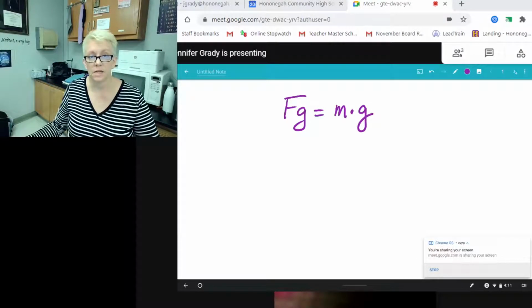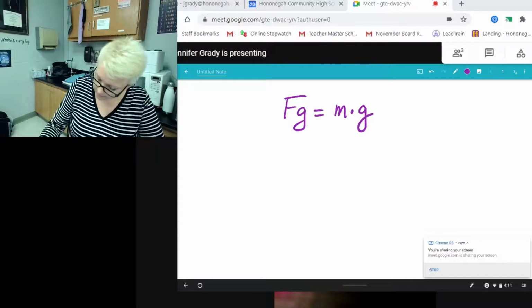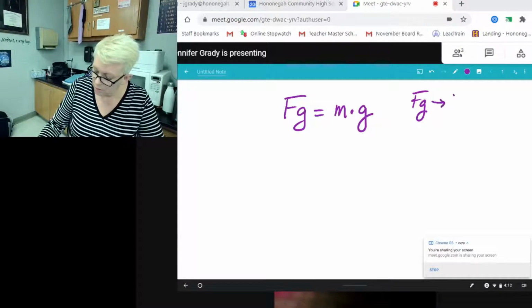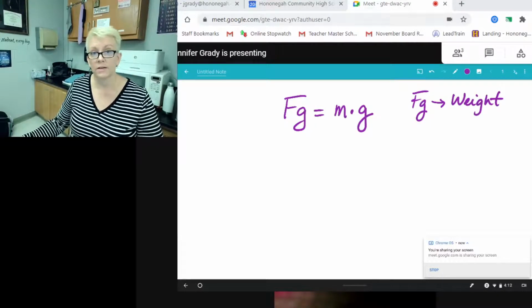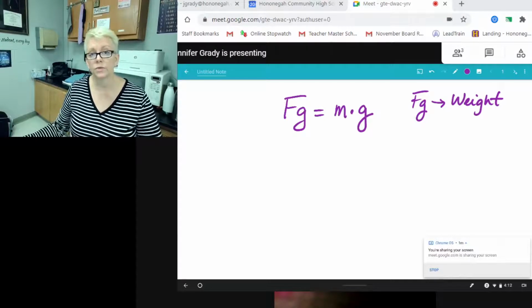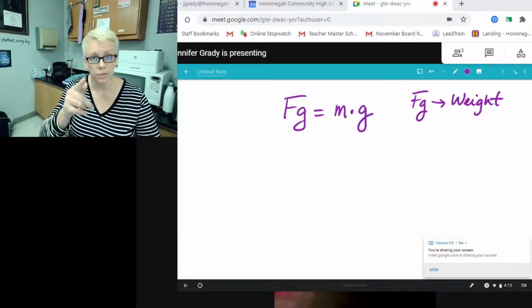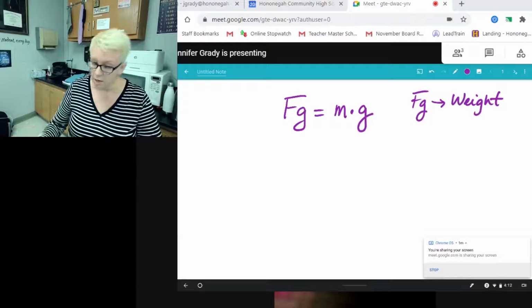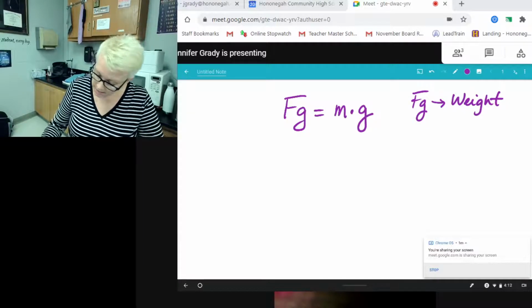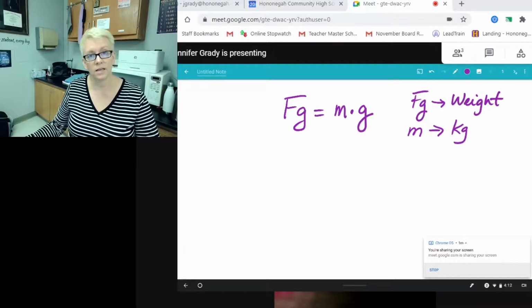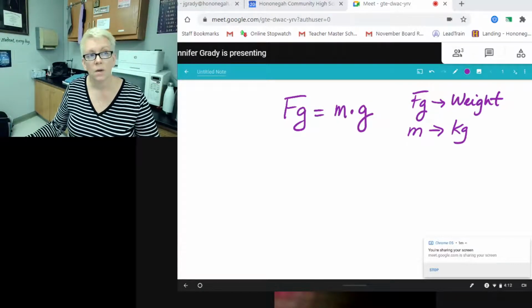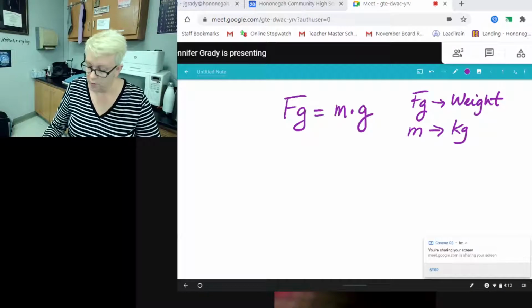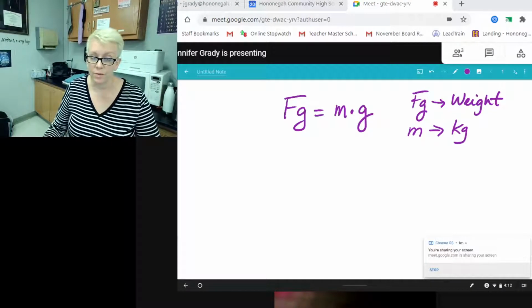Okay, so the main formula that we need to know is this one. Fg equals mass times little g. Fg, as we know, is the force of gravity, but we also call this an object's weight. If you were asked for the weight, you were being asked for the force of gravity in newtons, not in pounds. Mass is always going to be in kilograms. If it is not already in kilograms, you will need to convert it by dividing by 1,000, because there are 1,000 grams per kilogram.